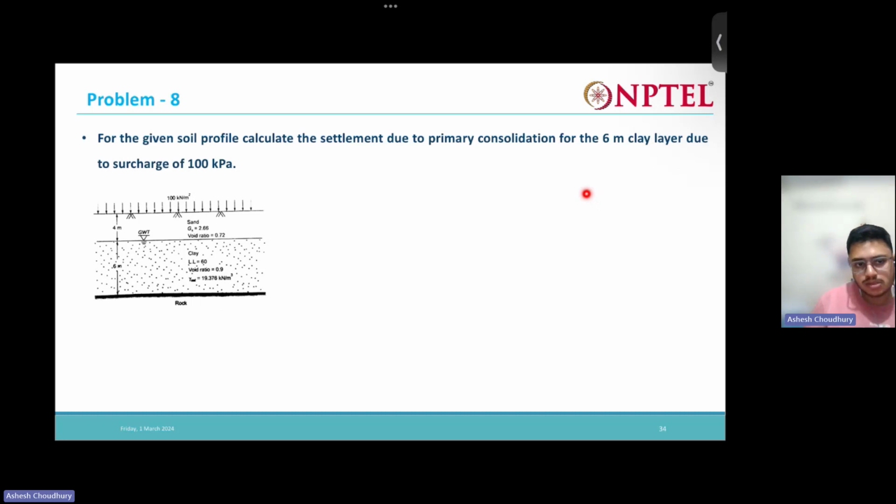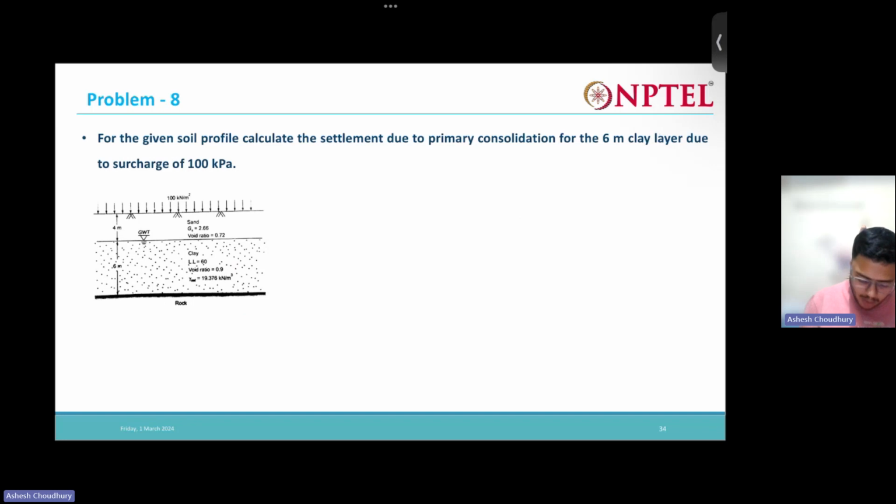We have a clay layer, so the water in the clay can drain out through the sand. That's why consolidation settlement will occur. Okay, so we need to calculate this primary consolidation settlement. So 100 kPa we are applying as surcharge. So due to that 100 kPa, how much?